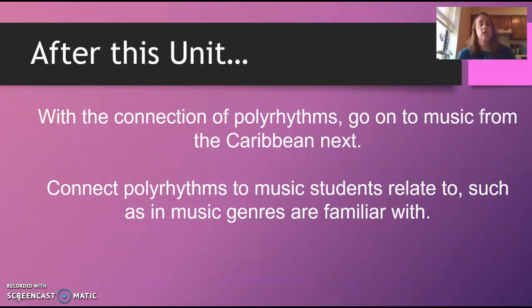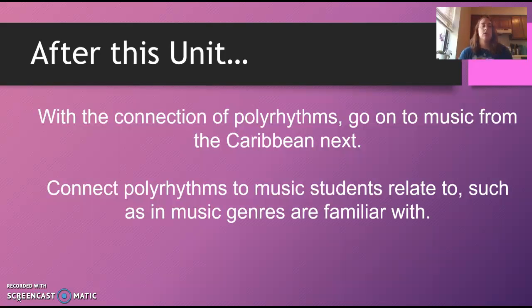After this unit, I was trying to think of how to connect this to other things, and one thing I thought was using the connection of polyrhythms and heading maybe into the Caribbean style of music, because that was also another location I saw in my early research of where polyrhythms really occur. So I think that would be a cool way to connect and maybe compare different cultures.